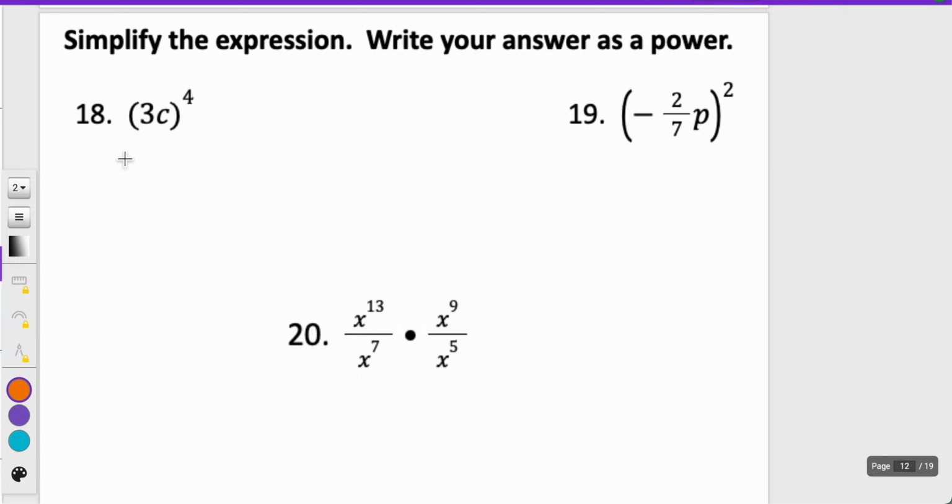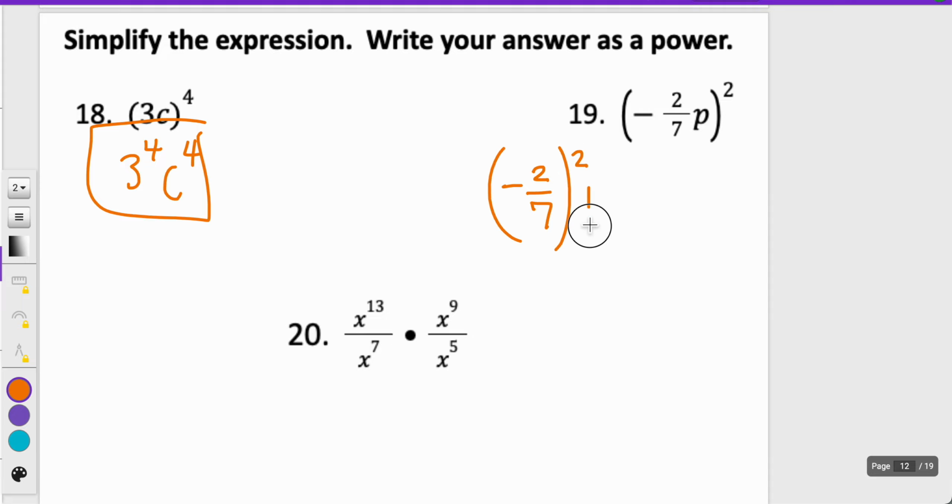For number 18, simplify the expression, write these answers as a power. This will be 3 to the 4th, c to the 4th. For number 19, I should get (negative 2/7) to the second and p to the second. It's super important that negative 2/7 is in parentheses because you do want to make sure that fraction gets the 2 for both the numerator and the denominator, and we want to make sure it's still showing as negative.